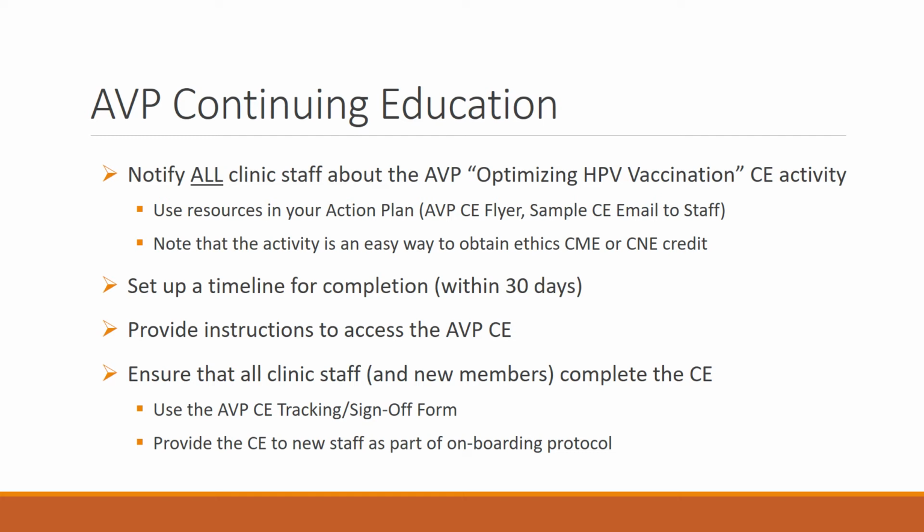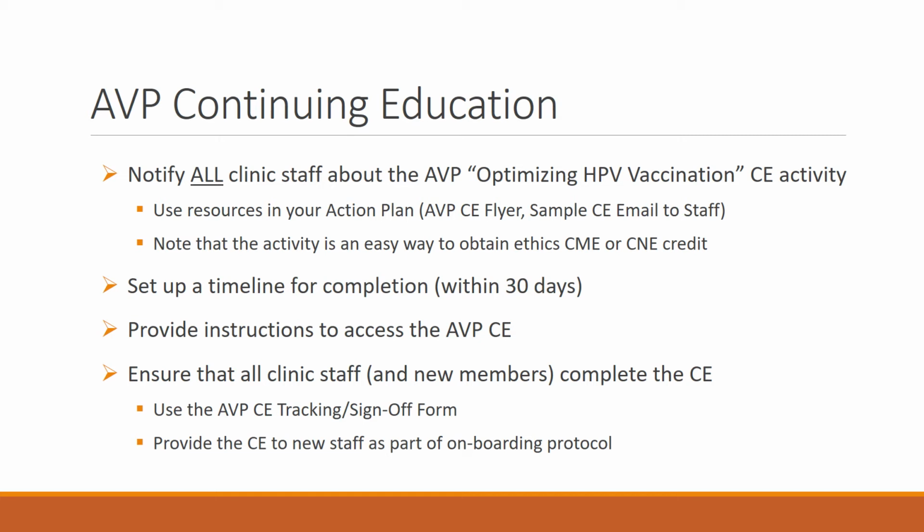While this can be negotiated, research results indicate it is best to complete the training for all clinic personnel within a 30-day period. This promotes the cultural shift towards increasing HPV vaccination and is easier to monitor. Instructions to access the continuing education online are provided on the AVP CE flyer. However, more detailed instructions will also be provided in your clinic's action plan, so you can assist in any troubleshooting.